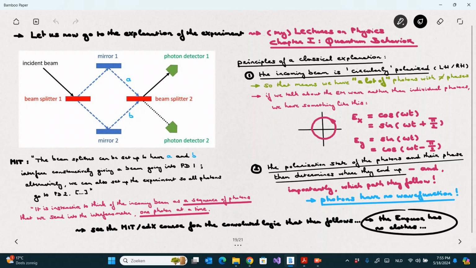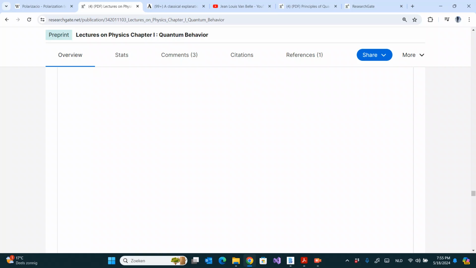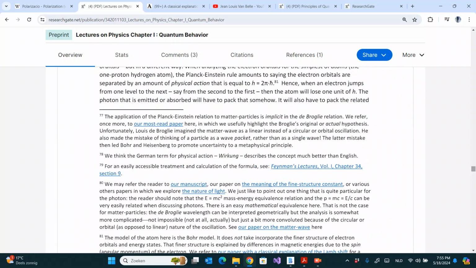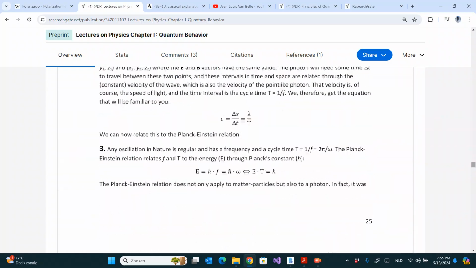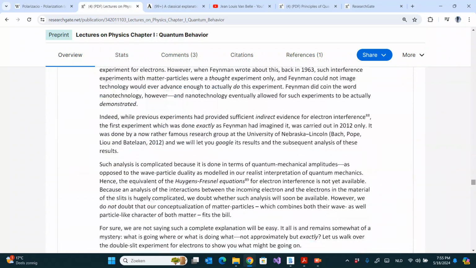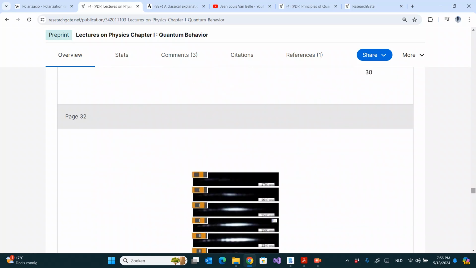Okay, I'm going kind of quick and slow at the same time, I guess. Let's go to the explanation of the experiment. That's what I want to actually do with this lecture. I had this thing on quantum behavior. That doesn't show much, I don't know why. Oh yeah, here we have it, where I talk about it, and I give a classical explanation.